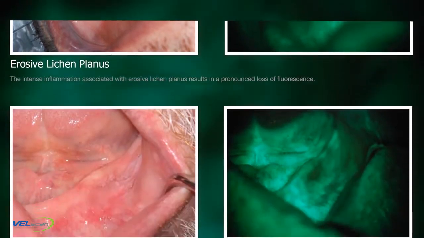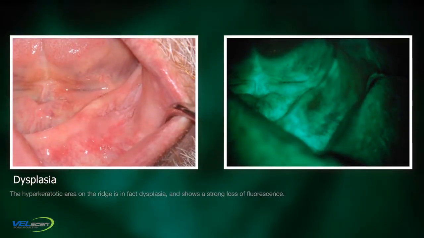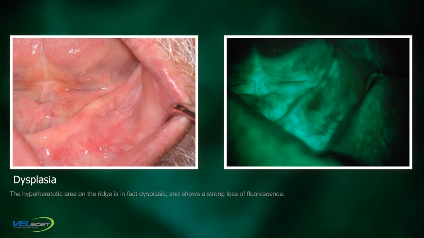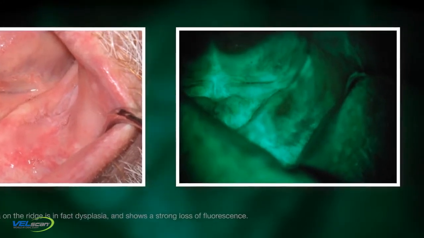Note the hyperkeratotic area on the ridge. If this lesion showed increased fluorescence, it would most likely be a simple case of uninflamed hyperkeratosis. In this example, however, the area shows a strong loss of fluorescence and is, in fact, dysplasia.